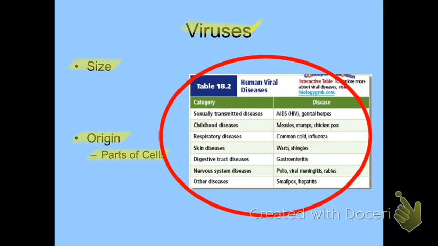Here's some examples of viral diseases. Sexually transmitted diseases like HIV and genital herpes; childhood diseases: measles, mumps, chickenpox; respiratory diseases like the cold and the flu; skin diseases: warts and shingles are viruses; digestive tract diseases: gastroenteritis, so food poisoning kinds of symptoms can be caused by viruses as well; nervous system diseases: polio, viral meningitis, rabies; and other diseases such as smallpox and hepatitis. So these are all virus-borne diseases as opposed to the bacterial diseases.